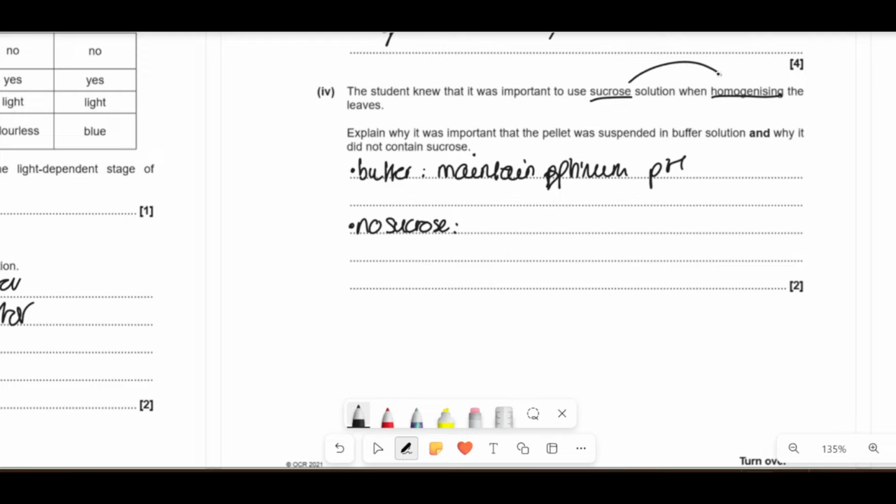So in this case, sucrose somehow must aid this process. That's what the question's told you, and that is the case. So you can use sucrose, and you should have done this in the required practical where you use sucrose as well, to prevent further damage to the chloroplasts.